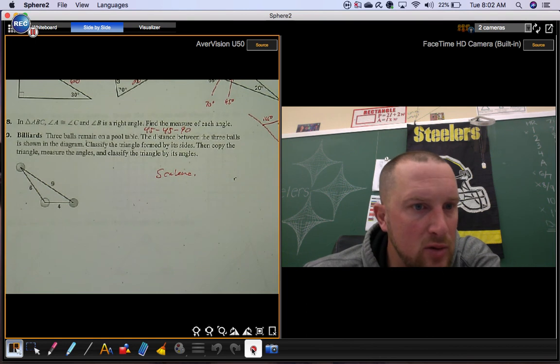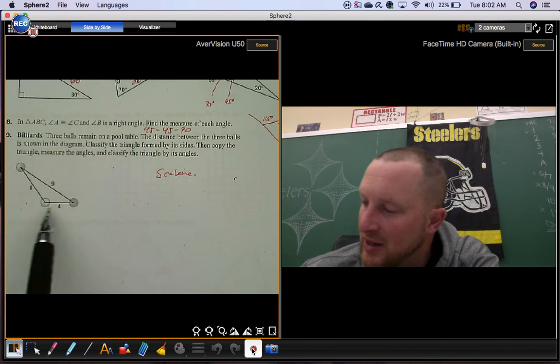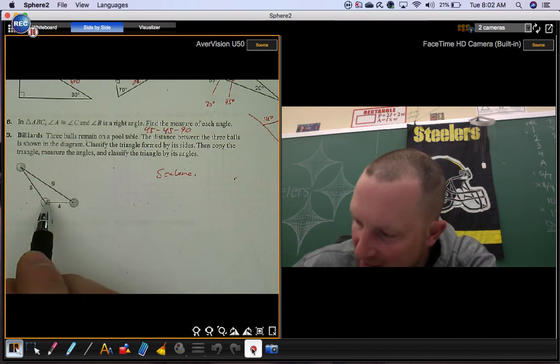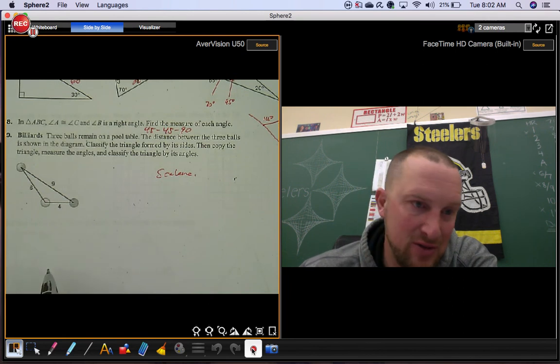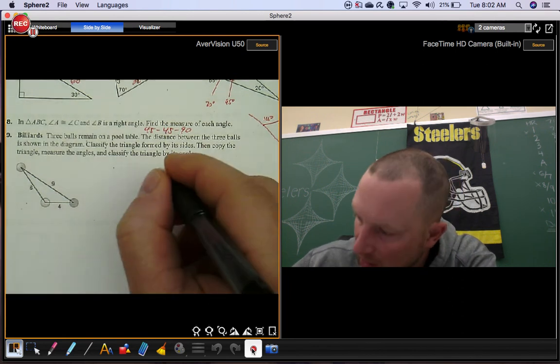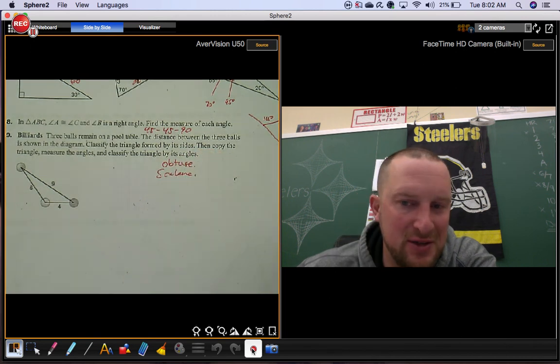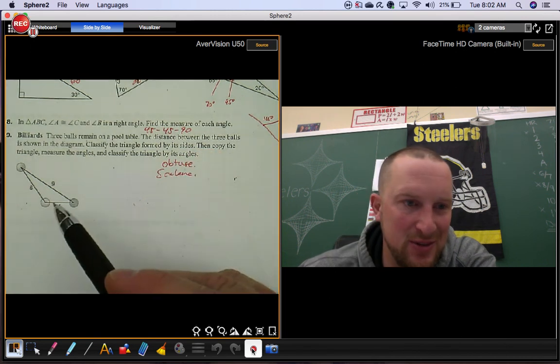Copy the triangle, measure the angles, and classify the triangle by its angles. Okay, so you could do that as well. I think you could just look at this triangle right here and see that this angle is definitely obtuse. The other two are acute. But if you wanted to do what they ask you to do, you could. But I'm going to say that's obtuse because you can see that's an obtuse angle.